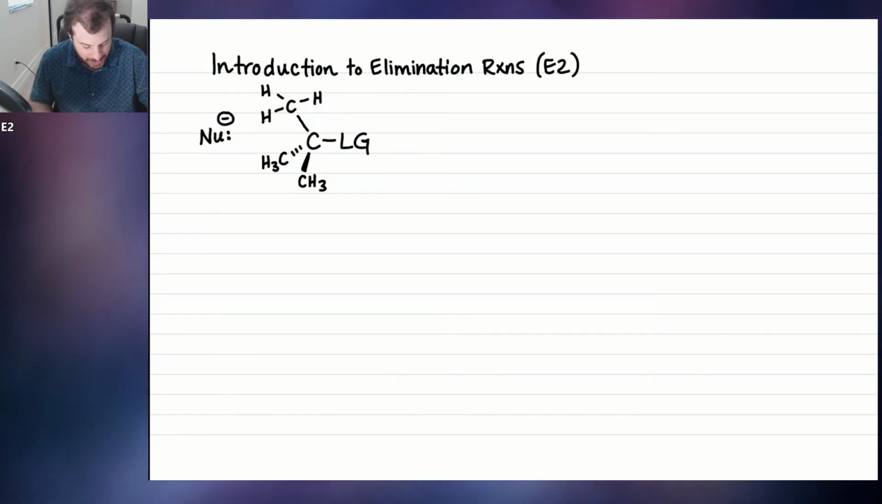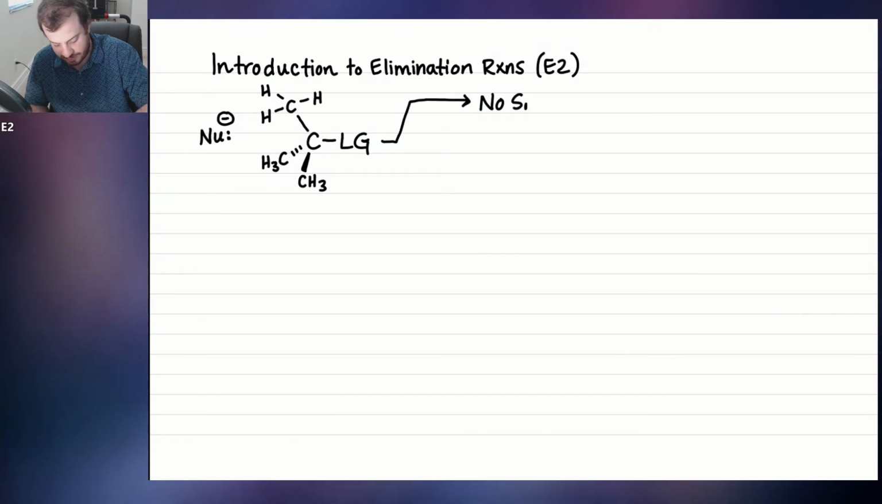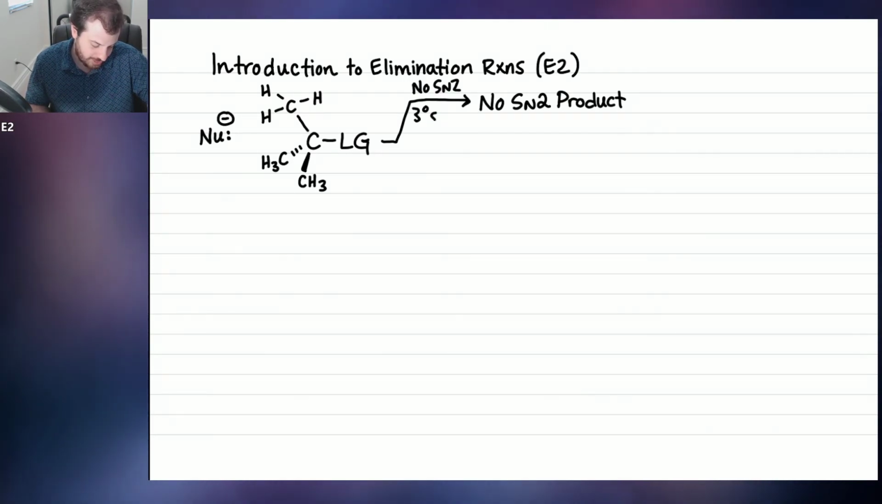We've seen that before. And the reason is that it's very difficult for the nucleophile to get into the backside attack to kick off the leaving group. So I'll just draw a little arrow here to show there is no SN2 product. SN2 fails for tertiary substrate. No SN2. Tertiary substrate. But just because there's no SN2 reaction doesn't mean there's no reaction at all. In fact, it's the E2 reaction that predominates.